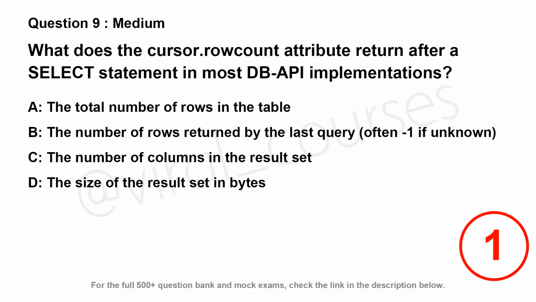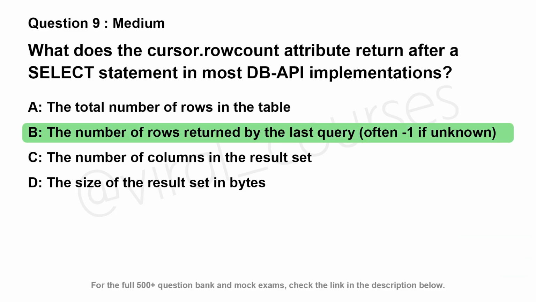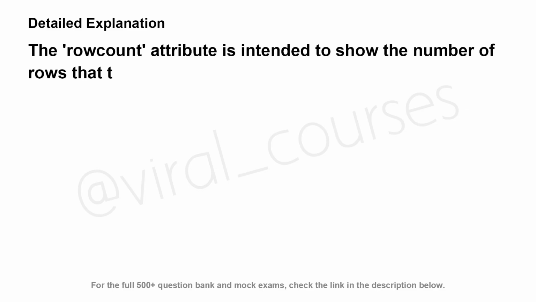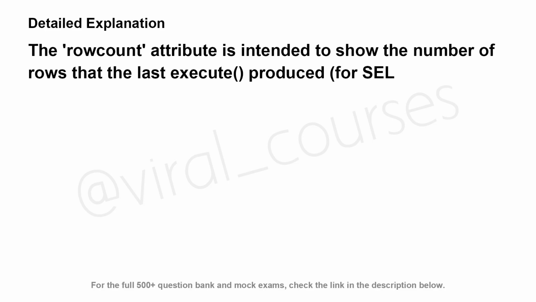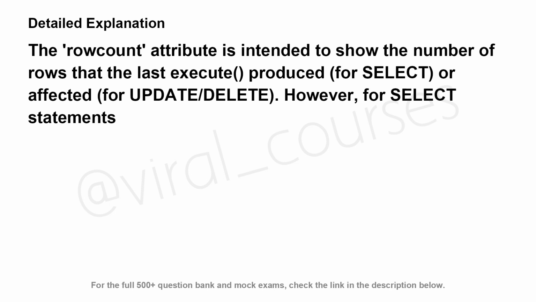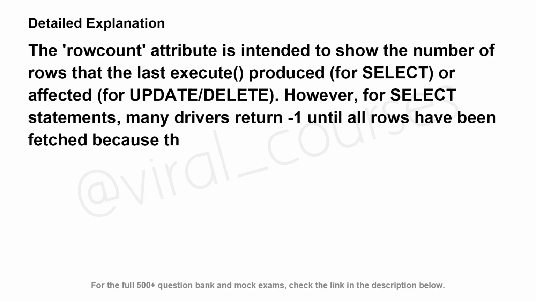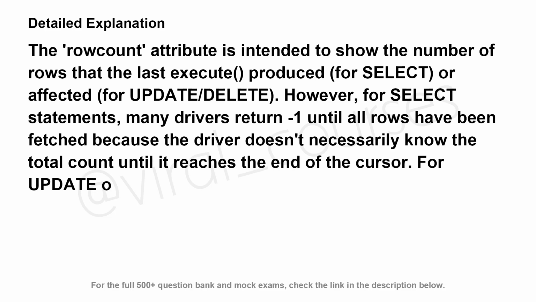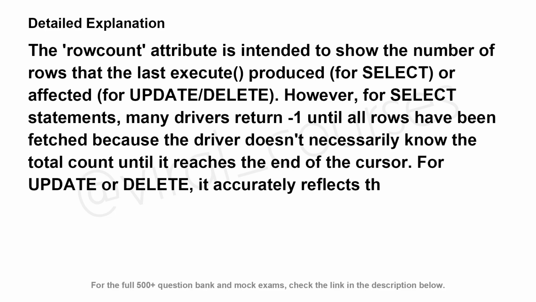The correct answer is B. The rowcount attribute is intended to show the number of rows that the last execute produced, for SELECT, or affected, for UPDATE and DELETE. However, for select statements, many drivers return -1 until all rows have been fetched because the driver doesn't necessarily know the total count until it reaches the end of the cursor. For update or delete, it accurately reflects the number of affected rows.